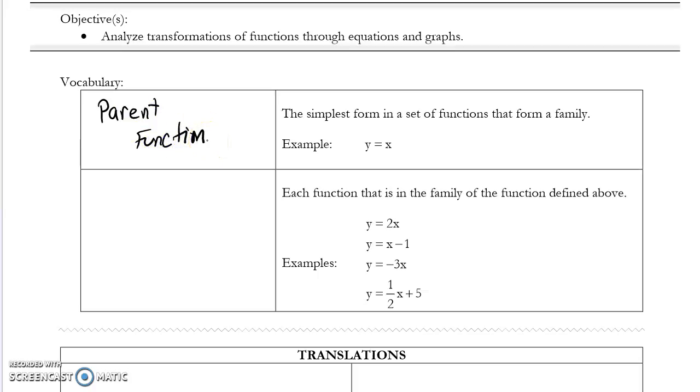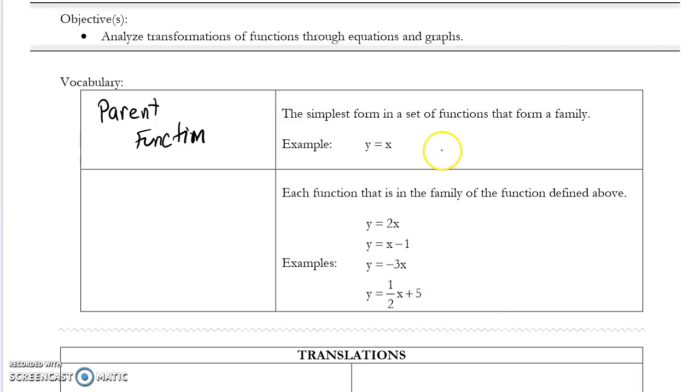And a parent function is the simplest form in a set of functions that form a family. So we'll talk in a minute about what that family means, but y equals x is the simplest form of a linear equation or a linear function. That would, y equals x would be the parent function.